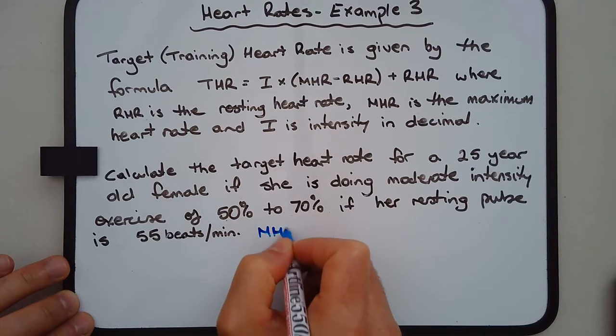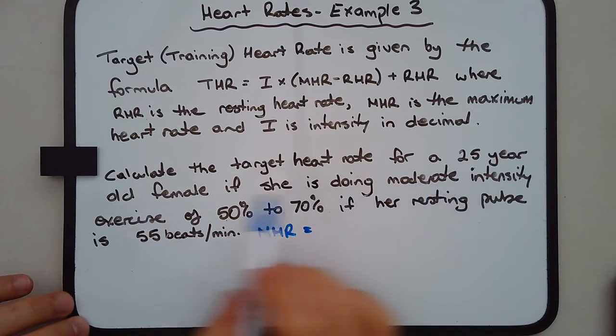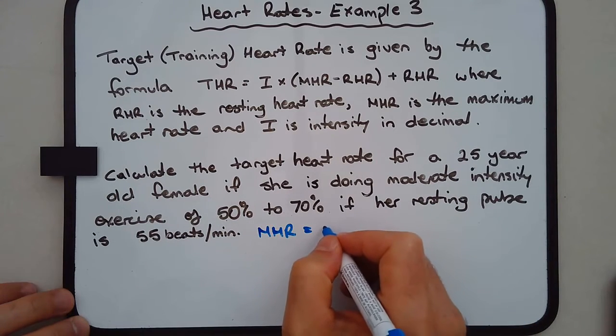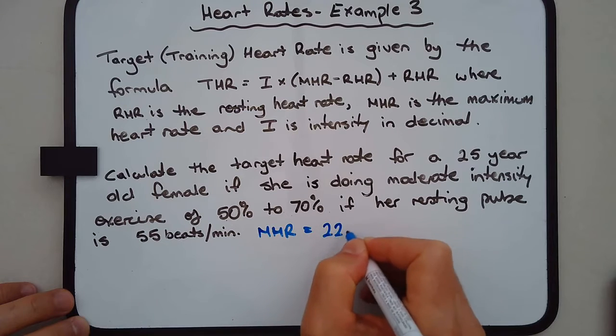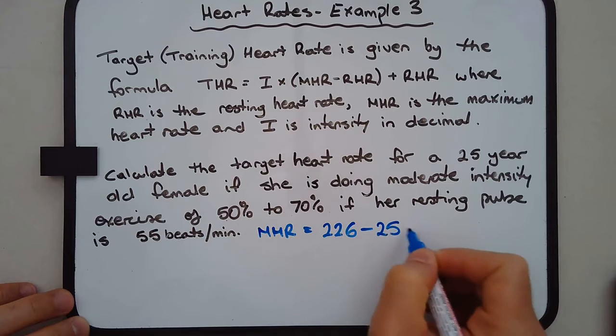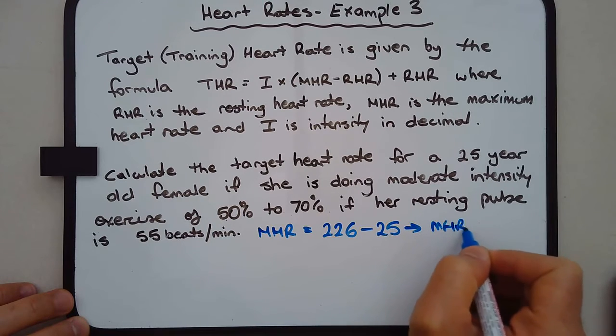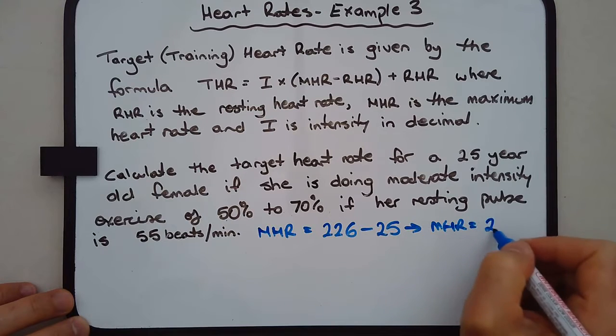So MHR is equal to, now it's a 25-year-old female, so we need the appropriate formula, which is 226 minus the age, and we have MHR is equal to 201.